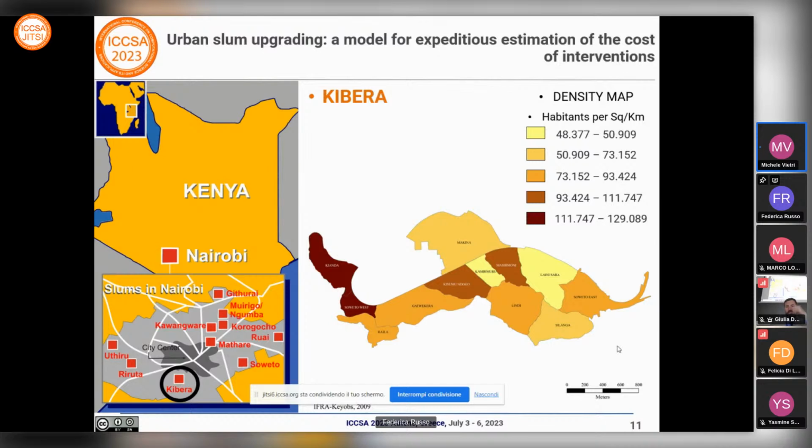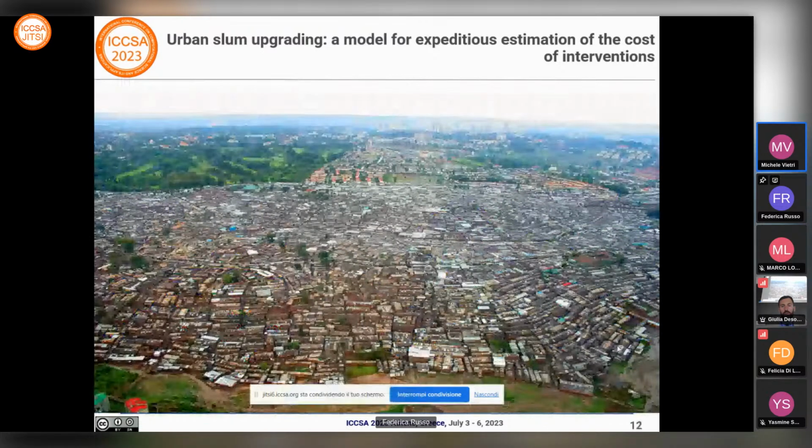Kibera is located on the outskirts of Nairobi, and it is among the largest slums in the world with an estimated 250,000 inhabitants. It consists of 18 villages and covers 238 square kilometers. This photo from above gives us an idea of the extension of the slum.